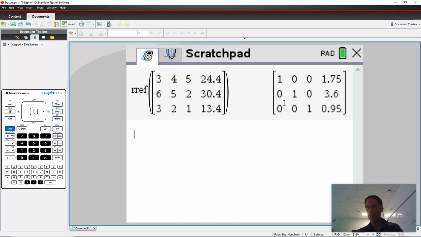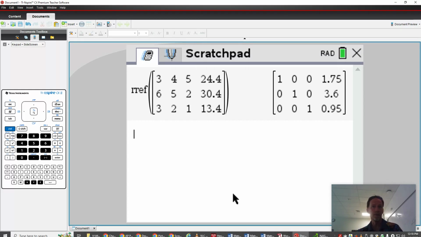Again, this first column is X, that's Y, that's Z. So that top row tells you right off the bat, X is equal to 1.75, Y is equal to 3.6, Z is equal to 0.95, and you're done. And that's all there is to it, okay?